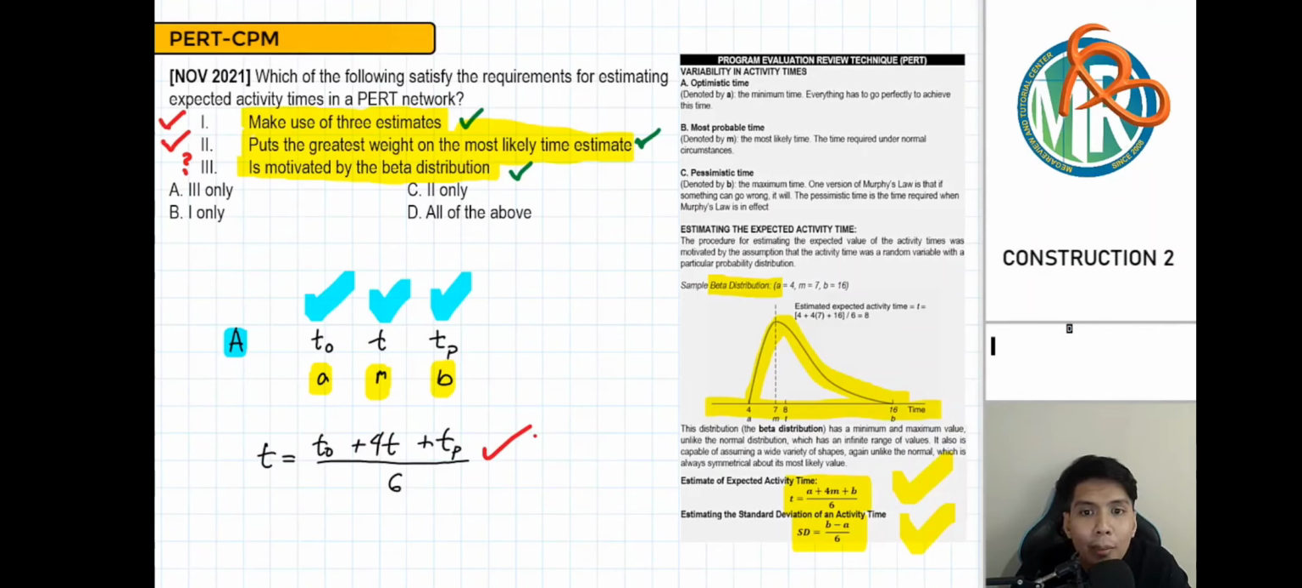We put more weight on the most likely time. So therefore, when you answer, there should be 1 and 2 in the choices. There's 1 only, 3 only, 2 only, and you don't have all of the above. Since 1 and 2 are correct, there's no other choice but letter D. It's obvious that even if you're not sure about number 3, the answer is all of the above.